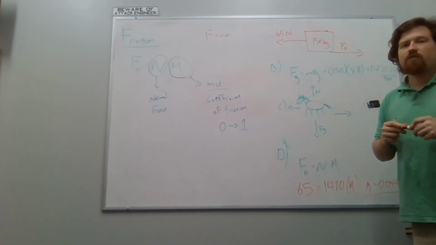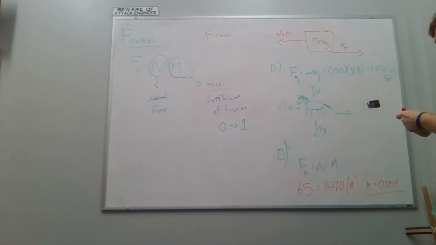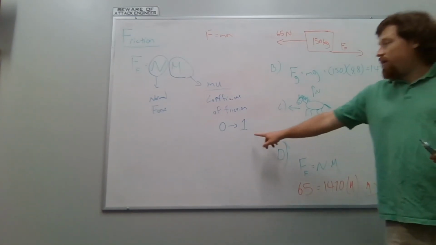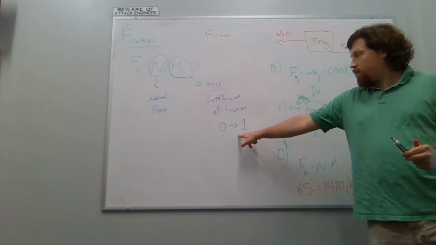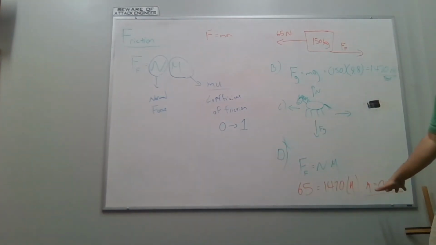Again, mu does not have any units. There are no units to write here. You don't write meters, you don't write newtons, it's just blank. And like I said earlier, this is a very small number between 0 and 1. So this answer makes sense.